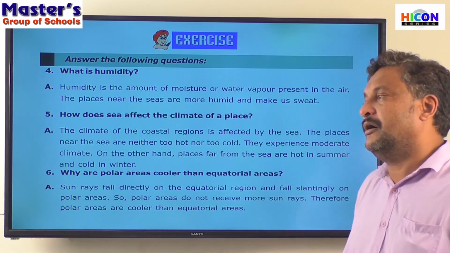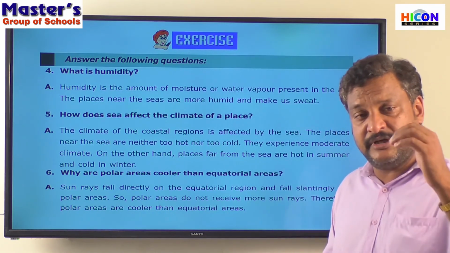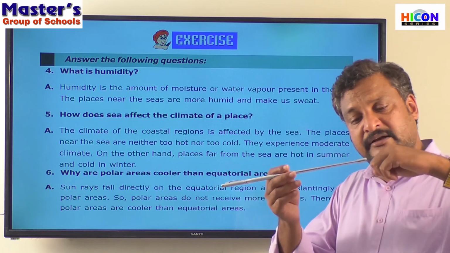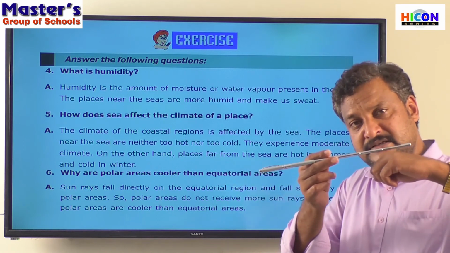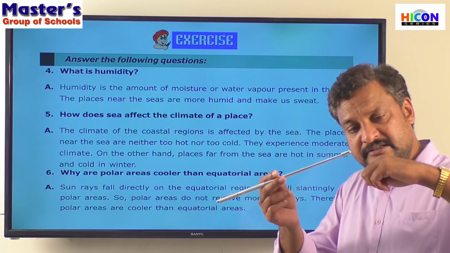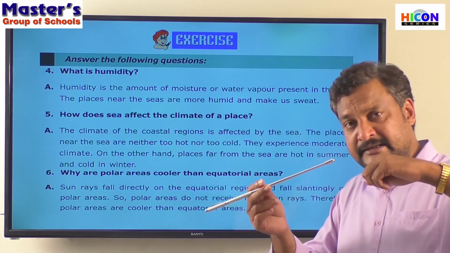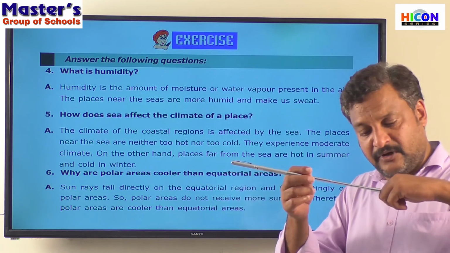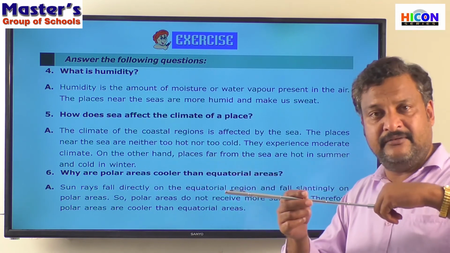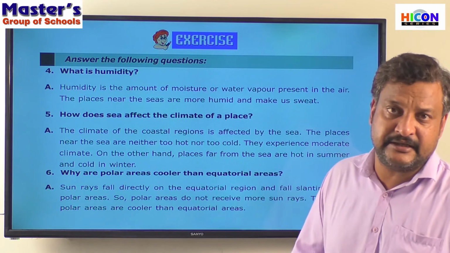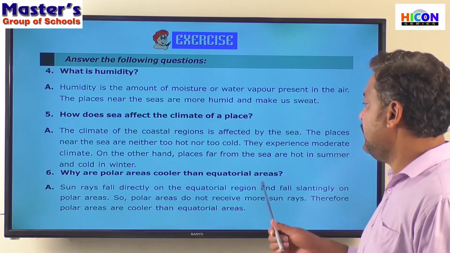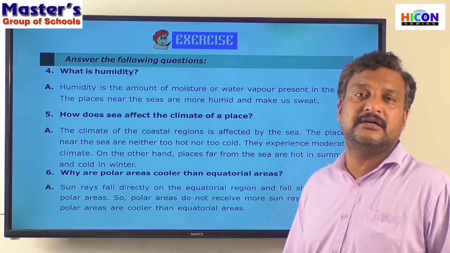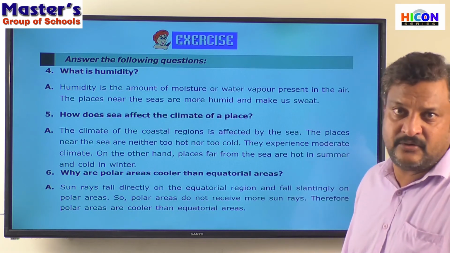On polar regions, the sun rays have to travel a longer distance. They go in a slanting way, and the intensity is less. On equatorial regions, the rays fall straight, it's a short travel, and the intensity is very high. So that is why the polar regions are cooler than the equatorial region, right?